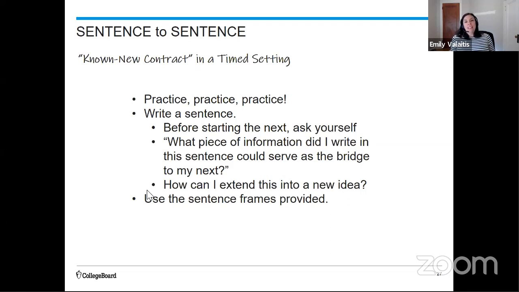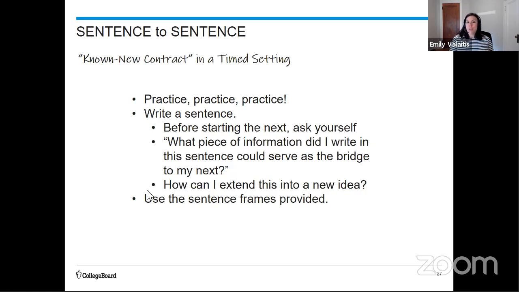So the known-new contract, as I said, is tough, especially in a timed setting. And I really think realistically, what I would tell my students if I were delivering this to them is, don't get overwhelmed by it. The more you practice it, the more innate it will become. Follow the steps I just guided you through. And maybe you aren't doing it every single sentence. Maybe you're just thinking of a few sentences here and there. Do what you can do. Don't feel like every sentence has to fit in this known-new format. So maybe you write a sentence and then just ask yourself, how could I reference this in my next sentence?